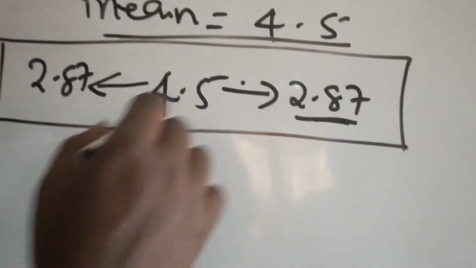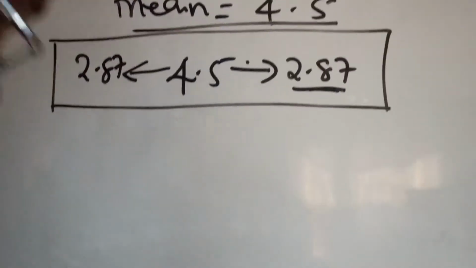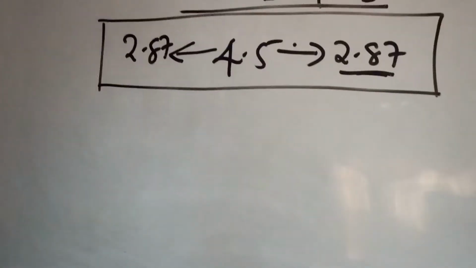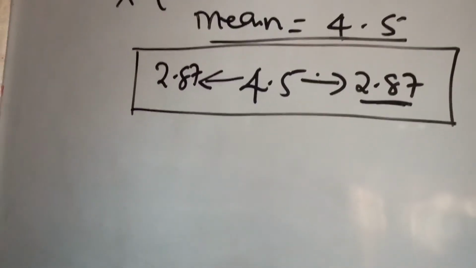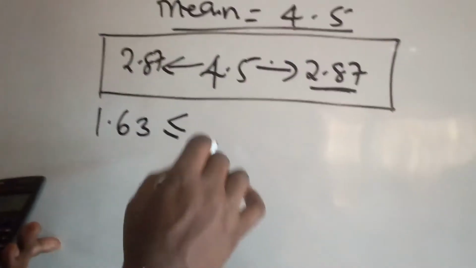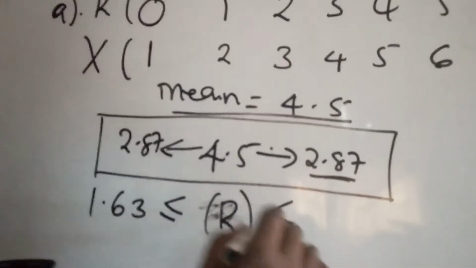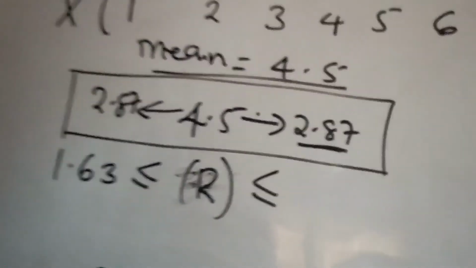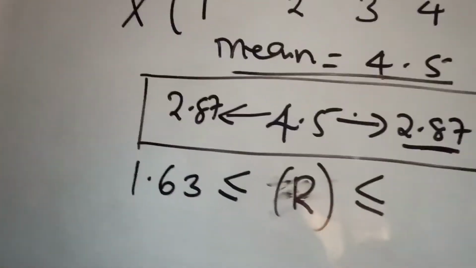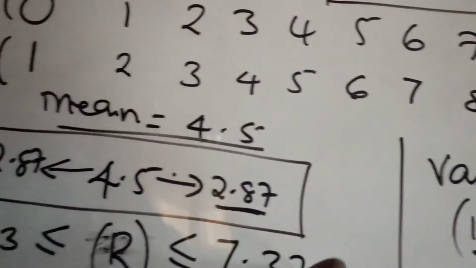So we are saying it is 4.5 minus 2.87. That should be our lower boundary, which should be 1.63. And this is our R, which is less than or equal to 4.5 plus 2.87, and this should give us 7.37.